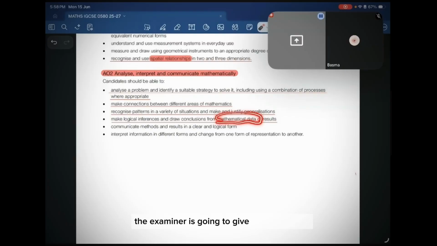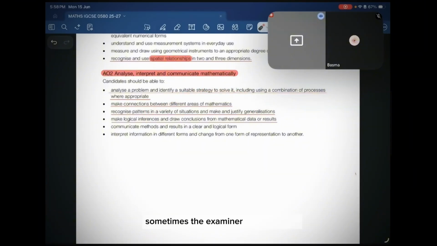The examiner is going to give you some data, or the examiner is going to write down a statement. You need to identify an inference, a logical inference, okay? Something that is mathematically accurate. You need to conclude from it and move forward.